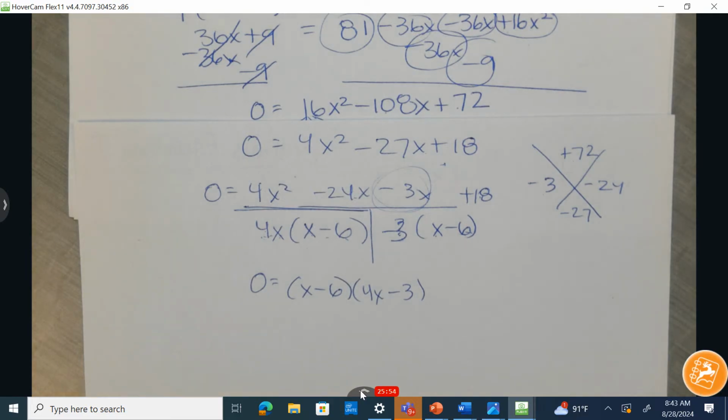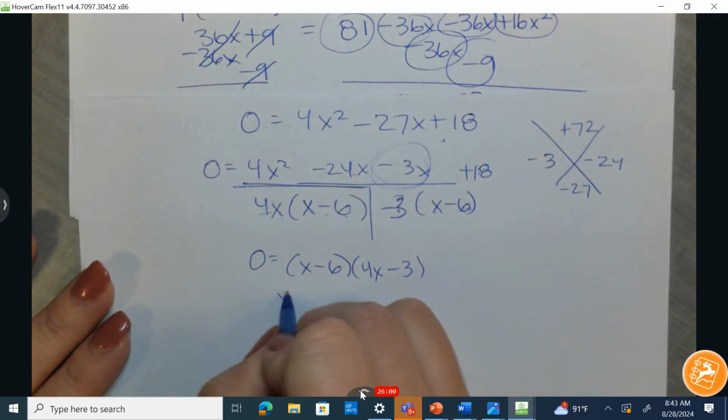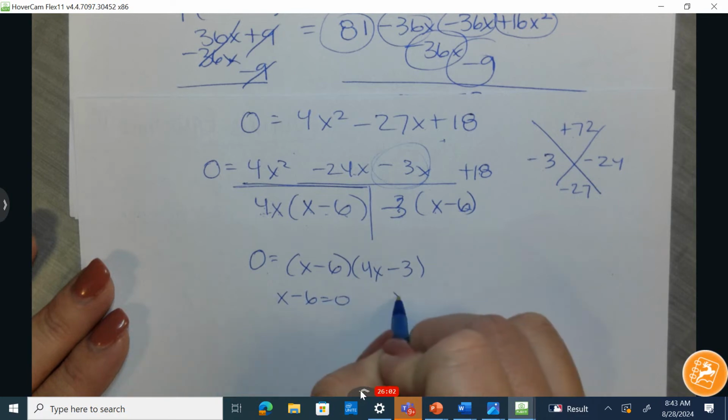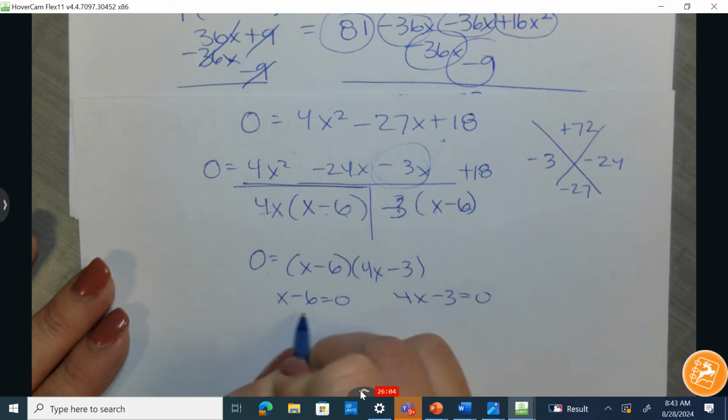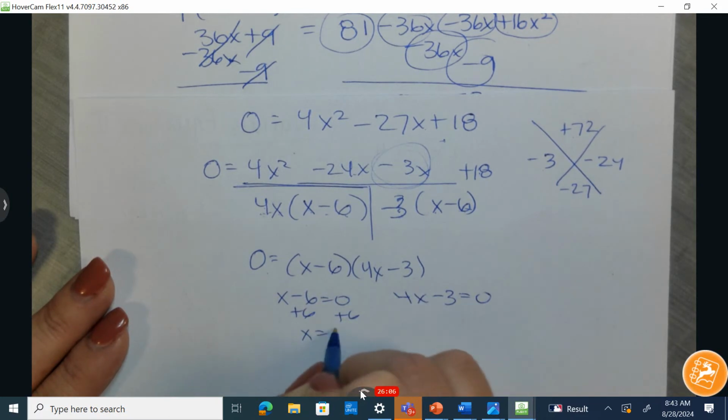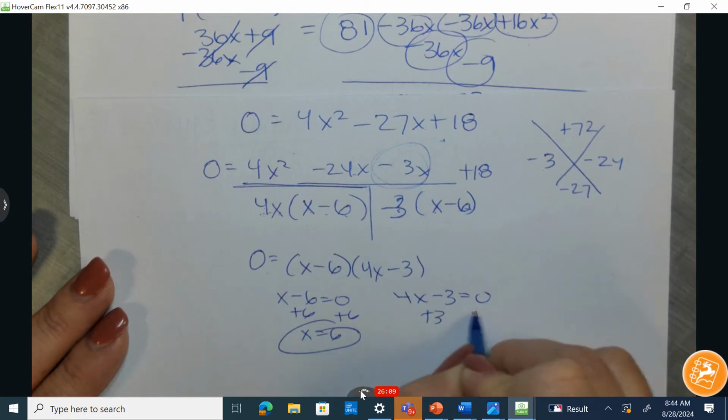Another mistake students often make is they do all of this wonderful work that shows they understand it, and they stop here. Our goal is to solve. So I'm going to take each one of these quantities, set it equal to 0, and I must show my work. Plus 6, plus 6, plus 3.